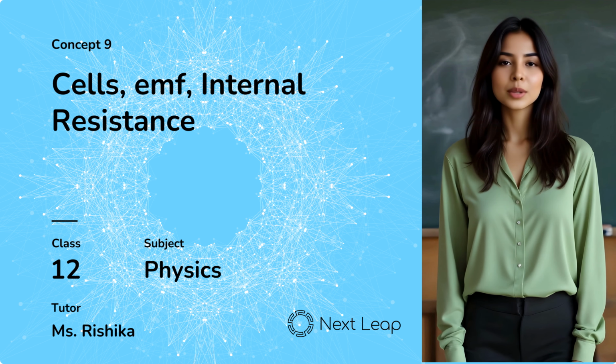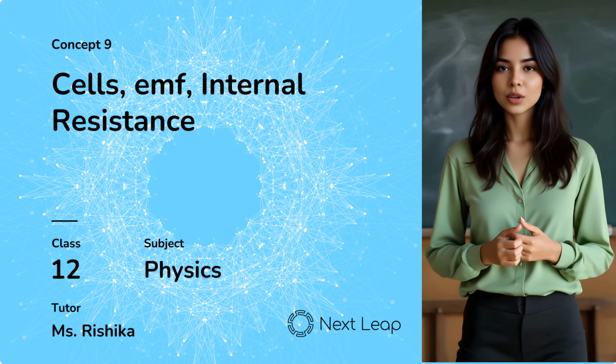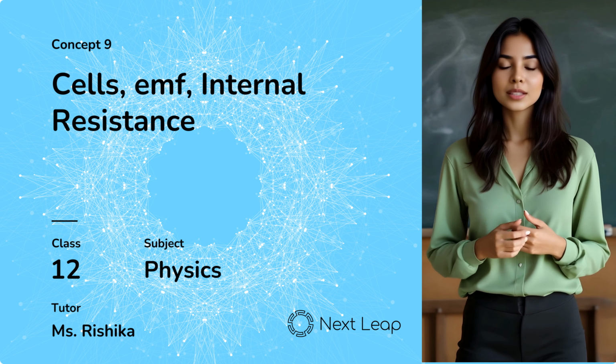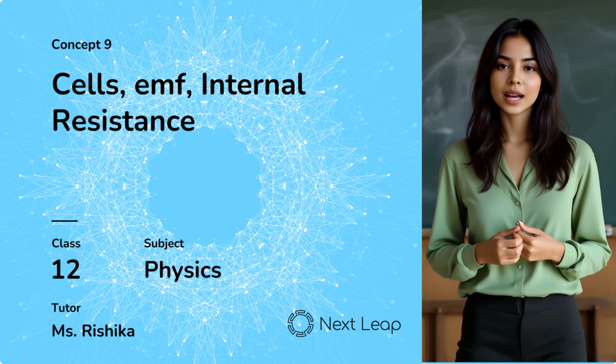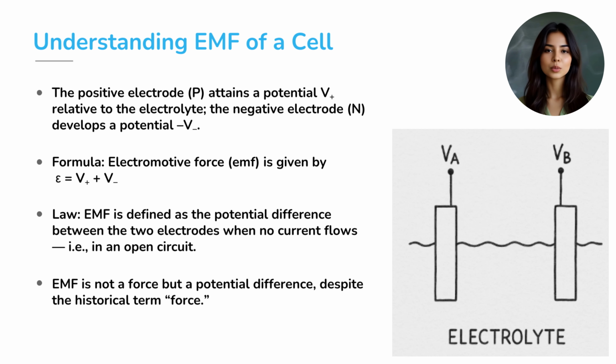And here's a relatable example. The battery in your flashlight or wall clock. It's converting chemical energy to electrical energy, just like that. Let's now zoom into what's happening at the electrodes.